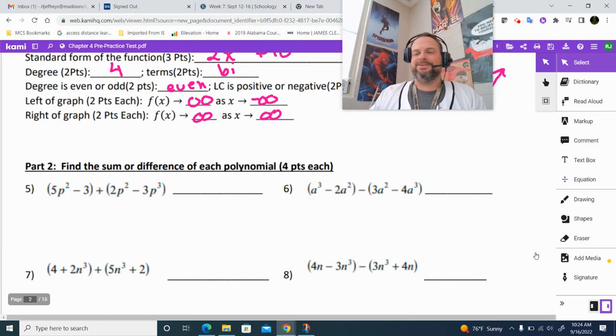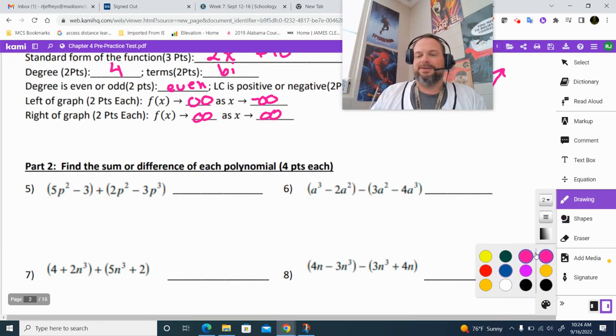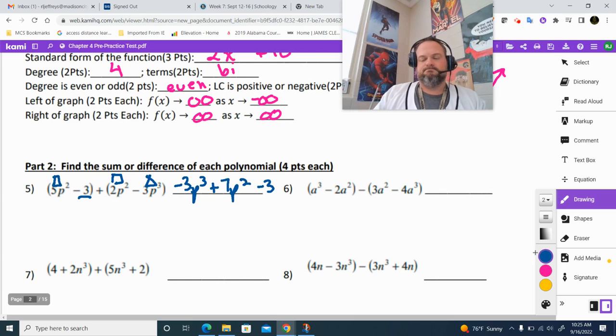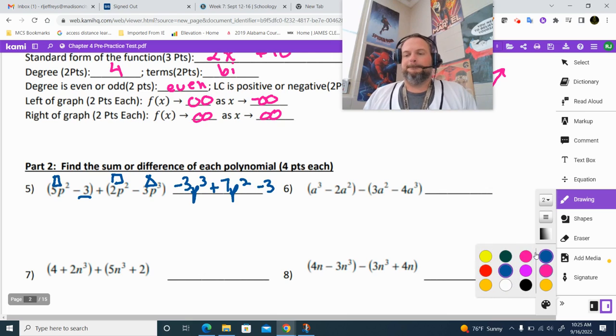All right, so combining like terms. That is the only one to the 3rd power. Squared and squared. So what is 5 plus 2? 7. And then just this negative 3.